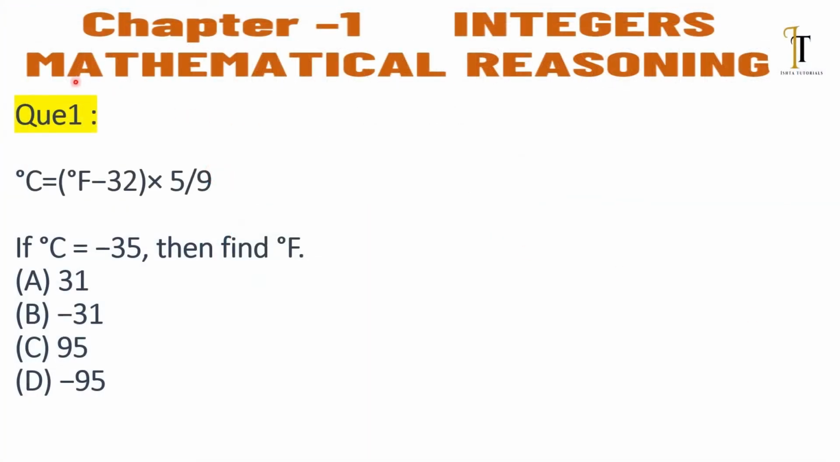So dear students, we are going to start with Section 2, that is mathematical reasoning, and our very first question is: if degree Celsius is equal to -35, then find degree F, meaning Fahrenheit. We are going to use the relation degree Celsius is equal to (F minus 32) into 5 by 9. Now pause the video and write down the given and what we need to find.